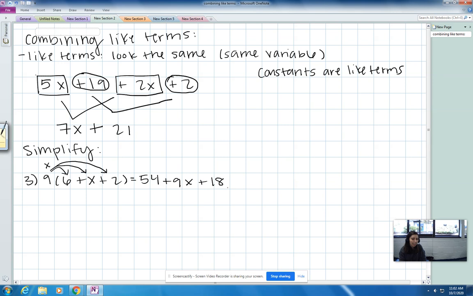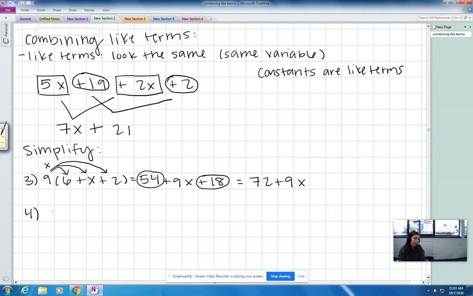But remember, I can combine like terms. And you'll notice that the 54 and the 18, those are like terms because they are both constants. So we're going to go ahead and combine those. We're going to add them together. This addition symbol tells us we should add those together. 54 plus 18 is 72. So my final simplified expression is 72 plus 9x.